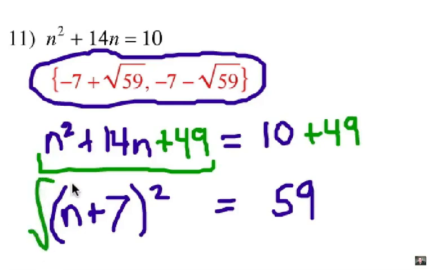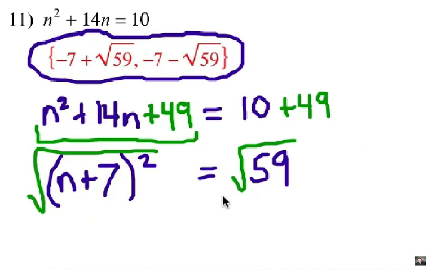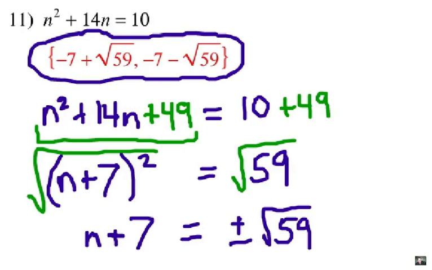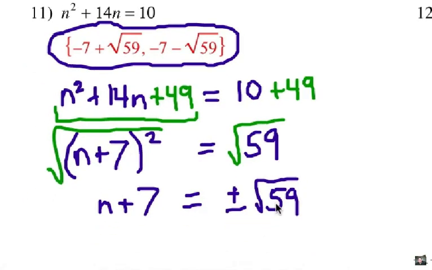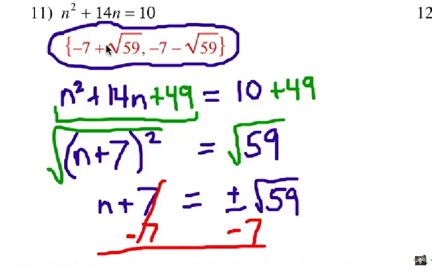We have to take the square root of each side. So n plus 7 equals the positive and the negative square root of 59. Now, since that is not going to be an integer result, we leave it in radical form. And we want n instead of n plus 7, so let's go ahead and subtract 7 from each side. Now when we do that, these are the two results.